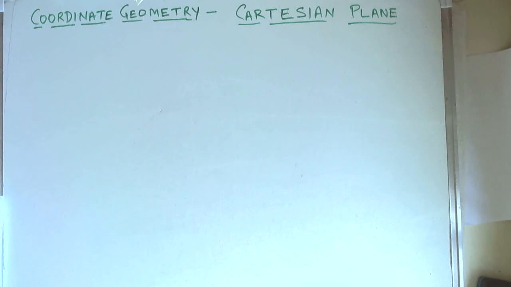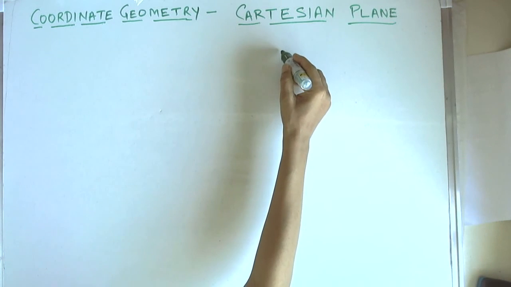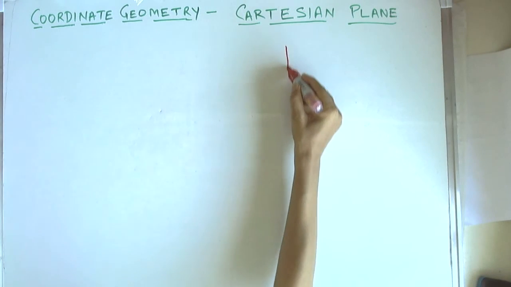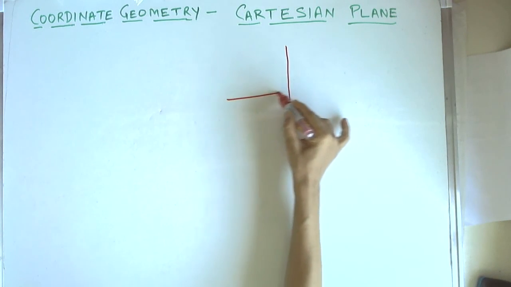In this video we will learn what is Cartesian plane, and we will also see what are the different definitions and terminology associated with Cartesian plane. So basically Cartesian plane is a system of defining a point, line, a particular shape on a simple surface, and it is defined by two lines.